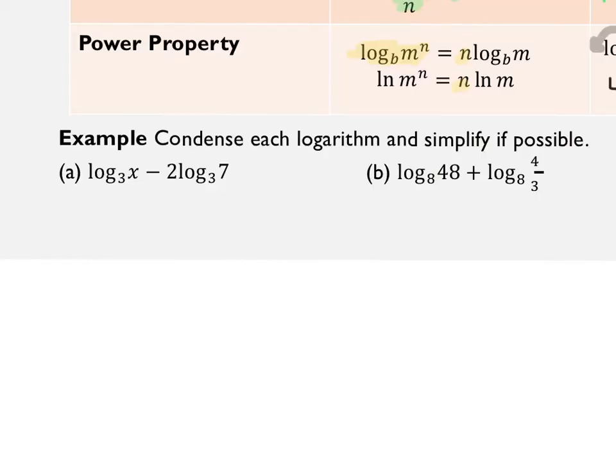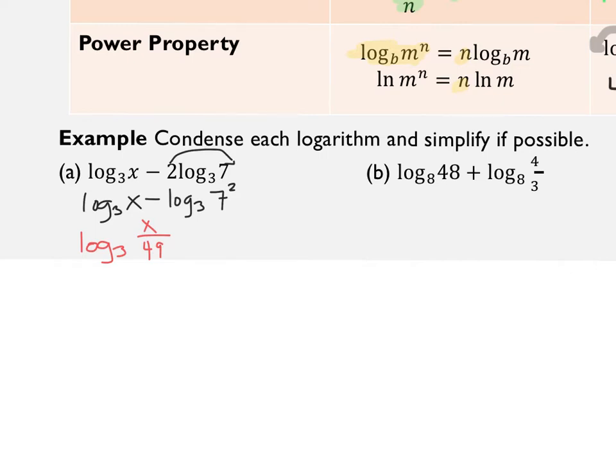If we look at our next type of problem, notice we're going to condense each logarithm and simplify. So the first thing I would do is look for any numbers written in front of any logs, and that indicates power. So we can say log base 3 of x minus log base 3 of 7 to the second power. All that's left for us to do is to clean it up. We know subtraction with logarithms means division, and it is important you only write one log base 3, and we know 7 squared is 49. So our final answer, log base 3 of x over 49.